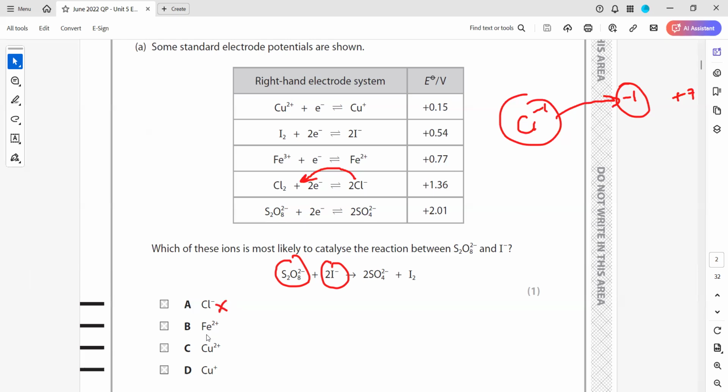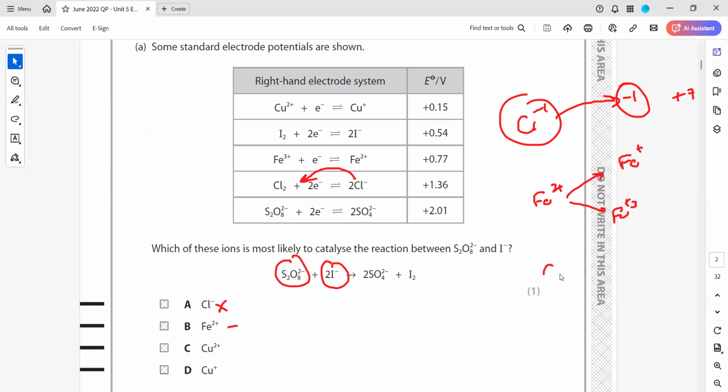If you see iron 2, Fe is +2. So Fe2+ can be reduced and it can be oxidized, because one oxidation number is +2. Another one, it can have +3 oxidation number, or it can have +1, or it can be iron as well. So it can be oxidized or reduced. So this can be an answer.